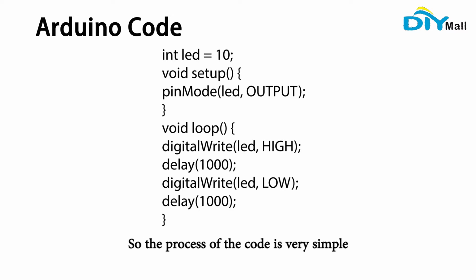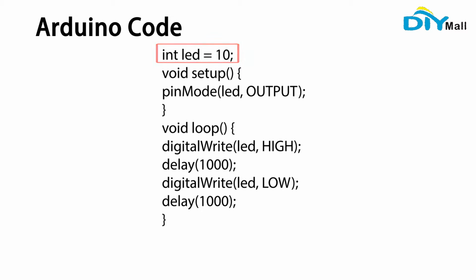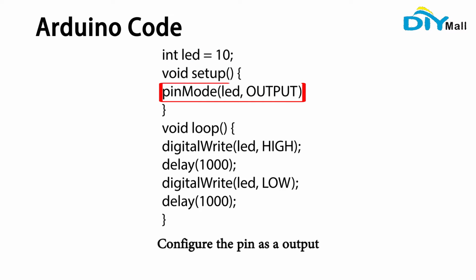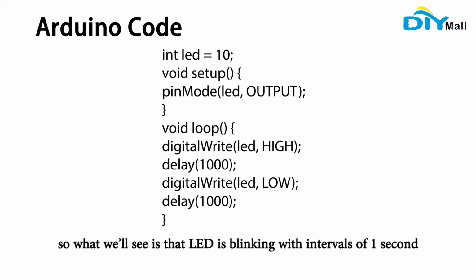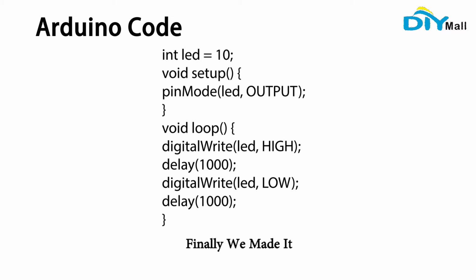So the process of the code is very simple. Give our output pin a name. Configure the pin as an output. Turn on the LED. Wait for 1 second. Turn off the LED. Wait for 1 second. The last 4 steps will be run again and again. So what we will see is the LED blinking at intervals of 1 second. Finally, we made it.